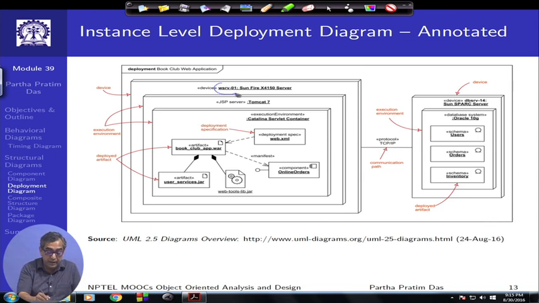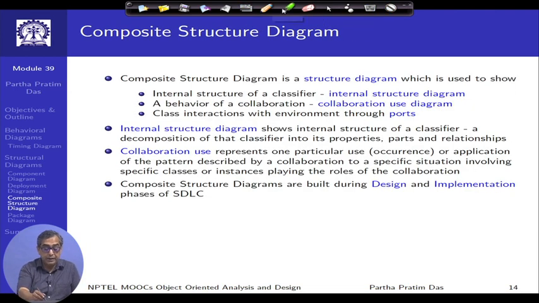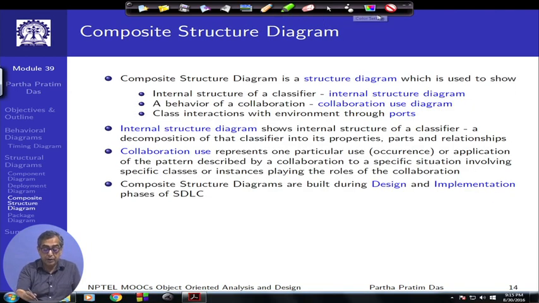You now have the instances of these. You have an unnamed instance of Tomcat which is actually running here and so on. So, that is the job of the deployment diagram. The next is a composite structure diagram.